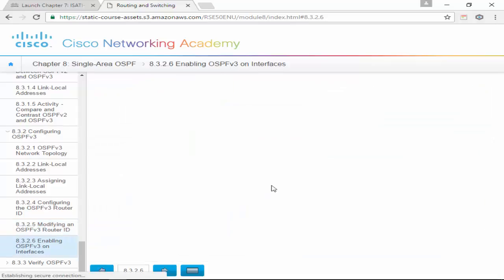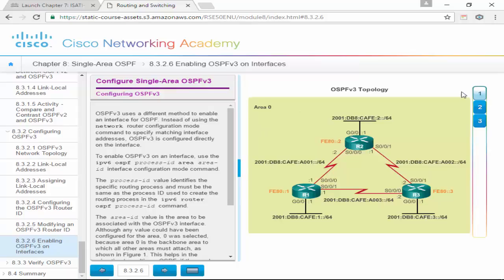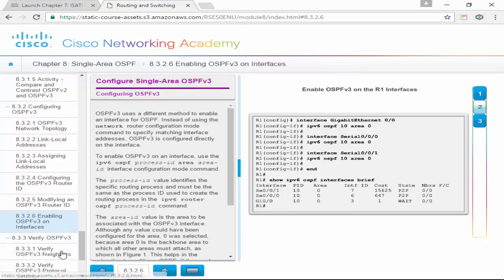Back to router ID. Here's enabling it on interfaces. Maybe we'll have some show commands for us. So as you can see, you went into interface G0 and we put it into an area, like I said, IP version 6 OSPF 10, then the area, and then did the same thing for the serial, right? And that's how we do it. It's kind of easier because we don't have to remember the network, we just go in the interface, it either works or it doesn't.